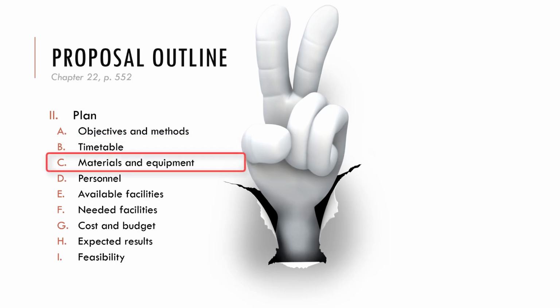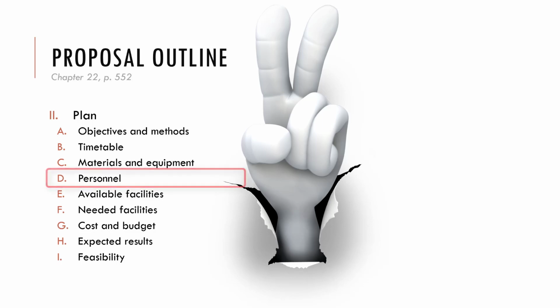Materials and equipment. Especially if you're asking for funding, I need to know where all that money is going. Is it in your pocket, or is it to be making purchases for your project? And that will be clear in this section. Personnel, again, details about who is who, what they are doing for your project, when they come on board, those kind of things.